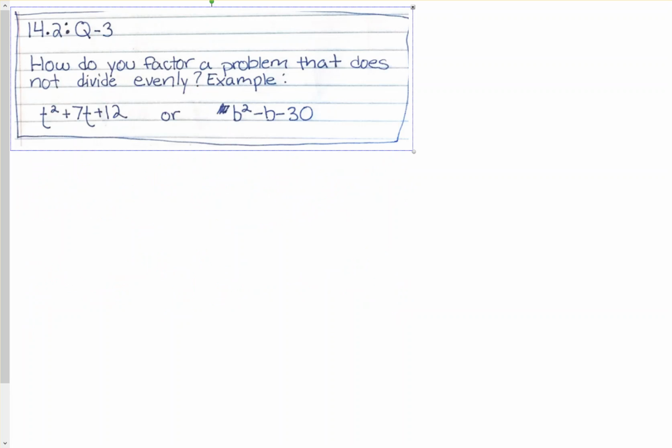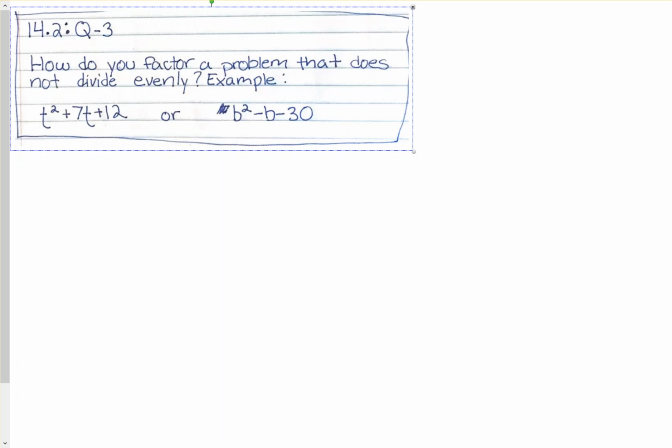Okay, so here we have two problems. How do you factor a problem that does not divide evenly? Okay, so here, this would be our factoring with a trinomial. When we factor a trinomial, we're going to think reverse FOIL.